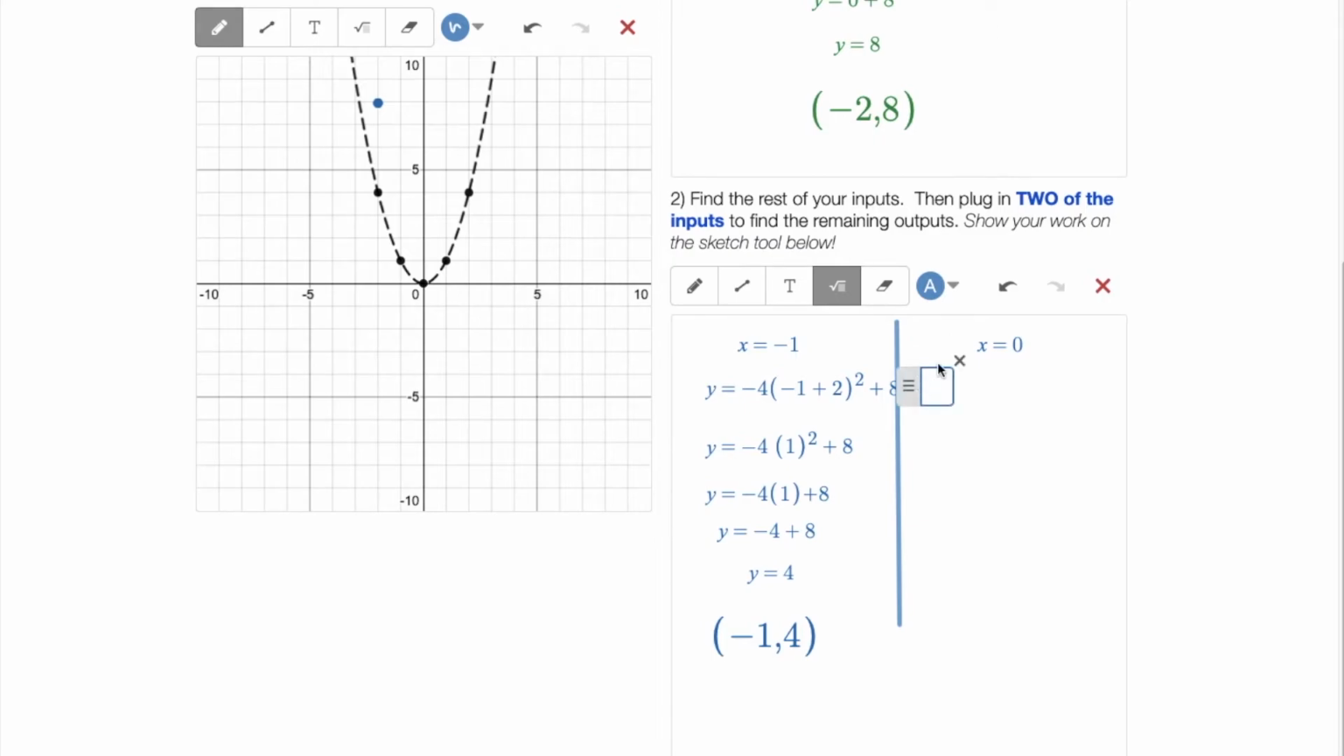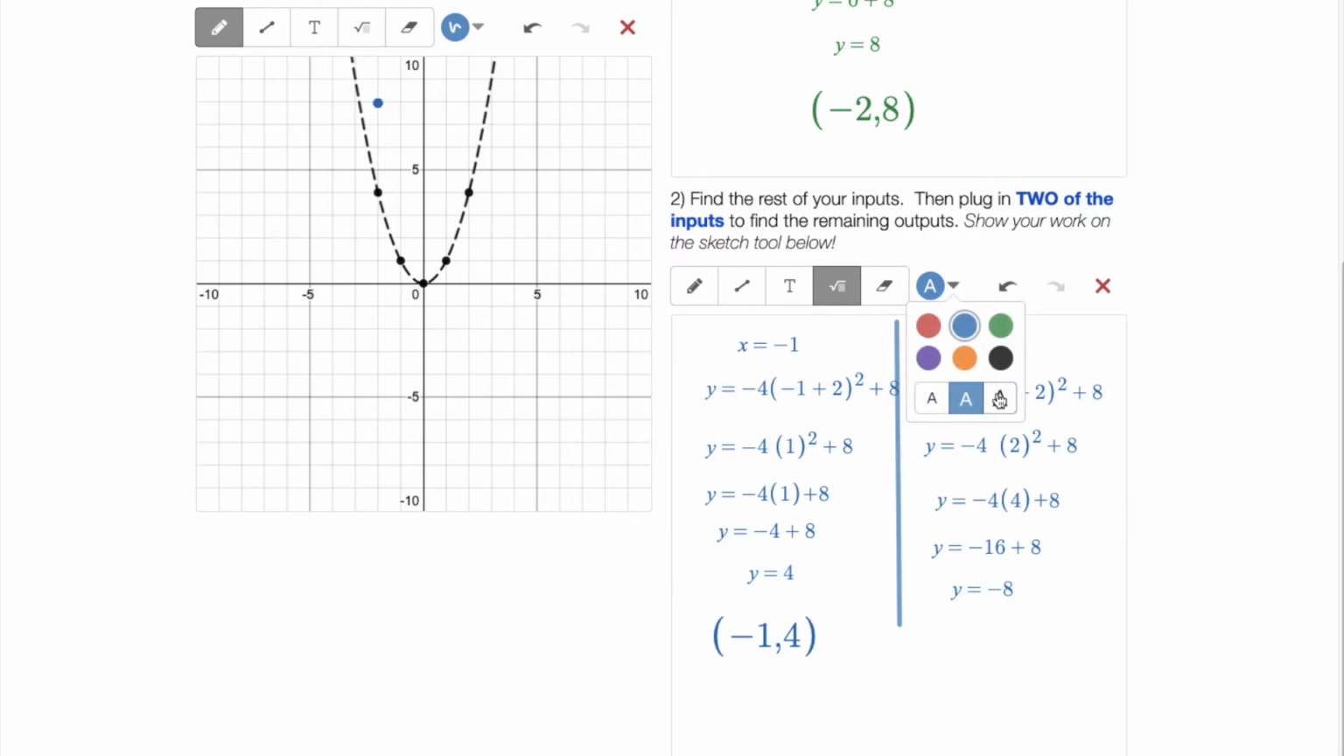Over here with 0, y equals -4 times (0 plus 2) squared plus 8. Do what's in the parentheses first. y equals -4 times (0 plus 2 is 2) squared plus 8. And again, I'm going to put a little space just to remind myself to do that power first. y equals -4 times 2 squared, which is 4, plus 8. -4 times 4 is -16 plus 8. -16 plus 8 is -8.